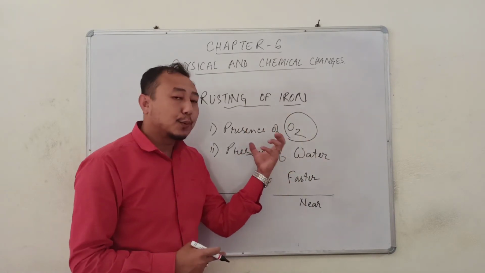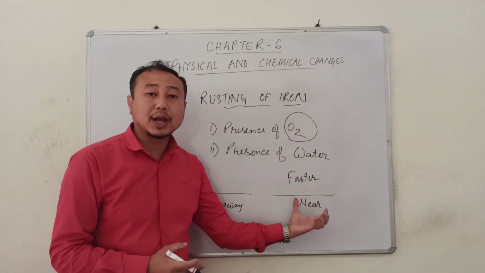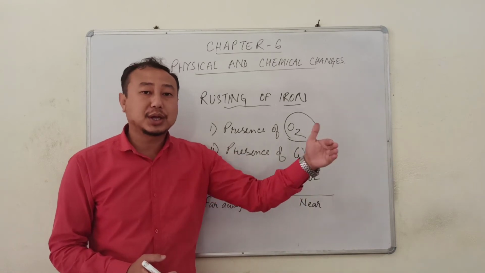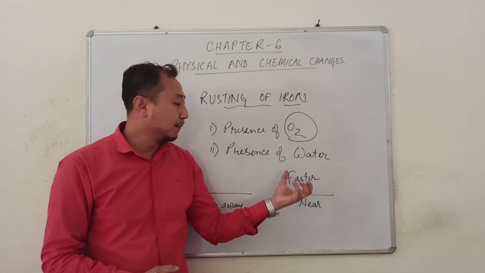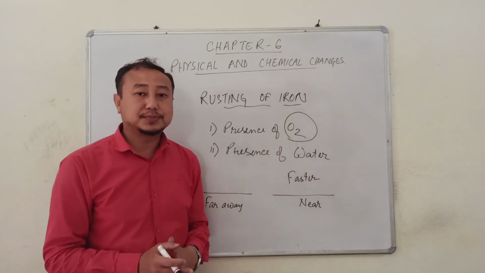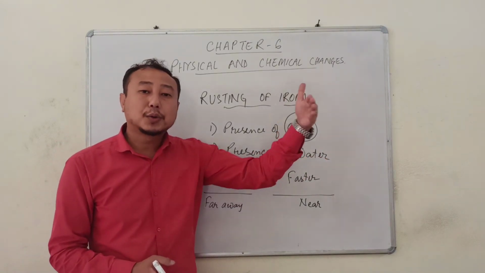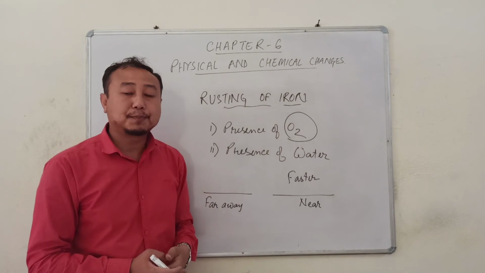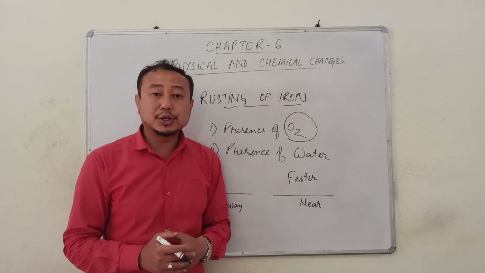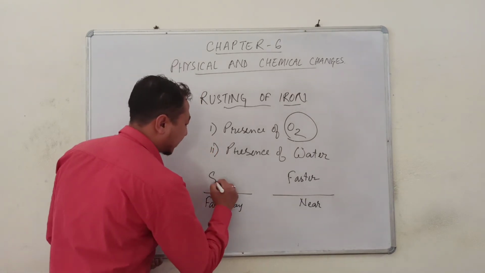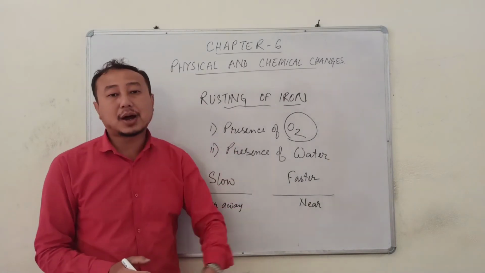Why? It is because the amount of water vapor present in the atmosphere is more in the area which is near to a water body or near to the sea. As there is more water vapor in the atmosphere, the rusting process takes place faster. But in the area which is far away from the water bodies or the coastal area, the atmosphere doesn't contain much water vapor. Due to that reason, the rusting process takes place slower. So this is about the rusting of iron.